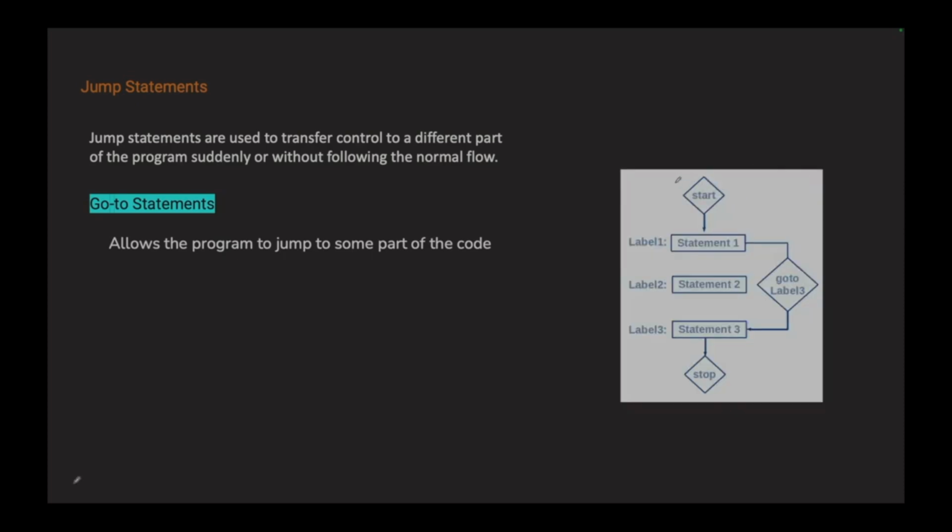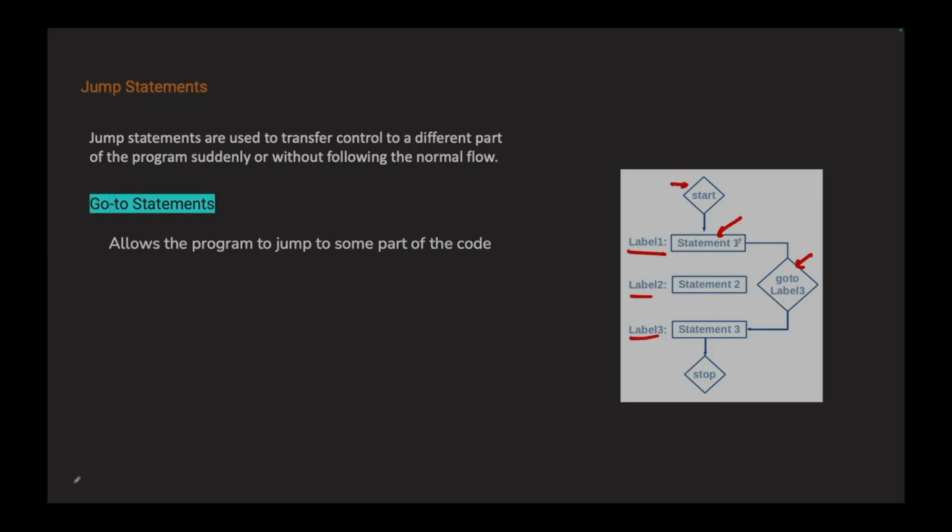At this part, the program has started, and statement 1 we have labeled with label 1, statement 2 with label 2, and label 3 for statement 3. Now while executing statement 1, we encountered a goto label 3 condition. That is, we found a goto statement pointing to label 3. Now what will happen is, as we have said, the program suddenly transfers its control to a different part, that is, it transfers the control to label 3.